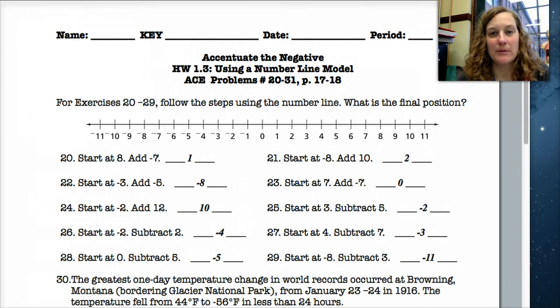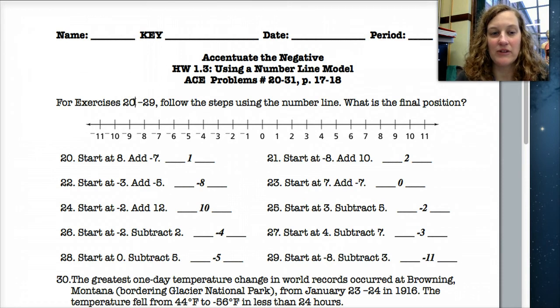Today in class we talked about how you can use a number line to find the difference between two numbers and then how you can write number sentences for that. For example, saying this plus this equals that or this minus this equals that. So for exercises 20 through 29, follow the steps using the number line.